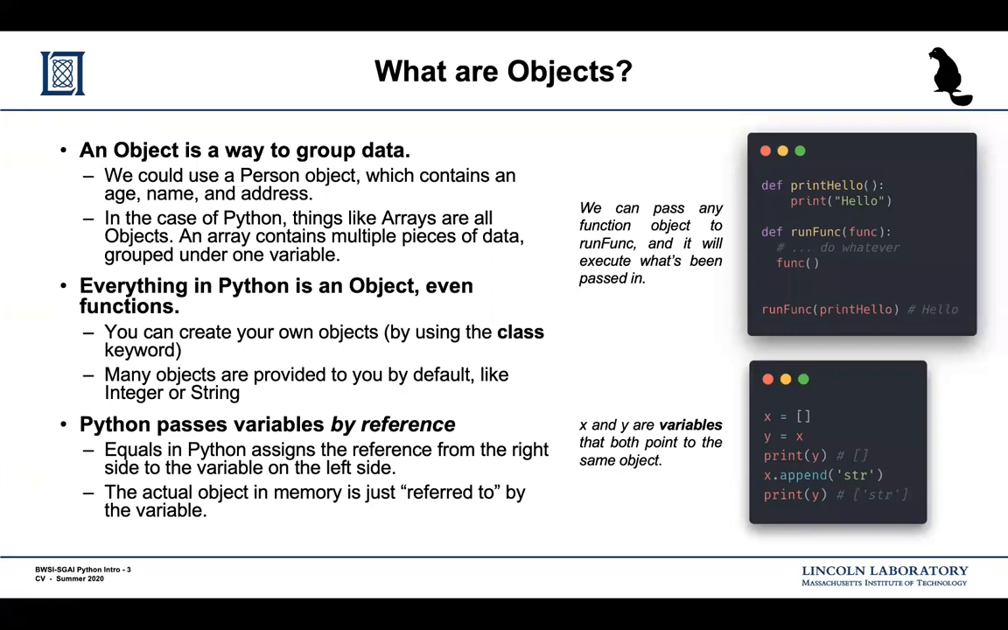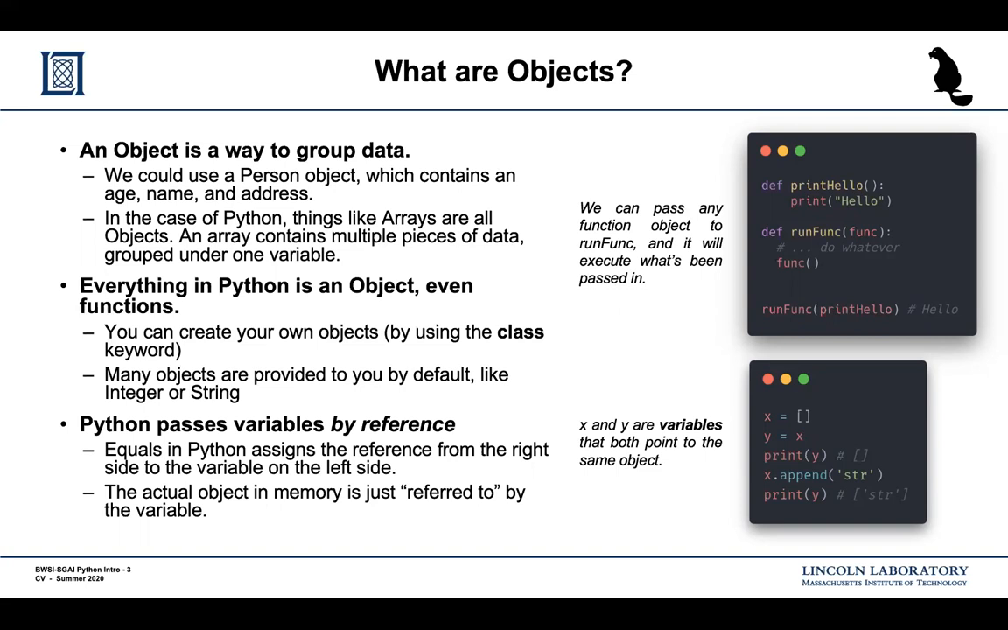What are objects? Objects in object-oriented programming are just a way to group data. We could use a person object, for example, which contains an age, a name, and an address as instance variables. In Python, everything is treated like an object, things like arrays and dictionaries. Functions are even considered objects. So you could assign a variable to a function, pass it around, and call it later, which makes for some fun control flow.